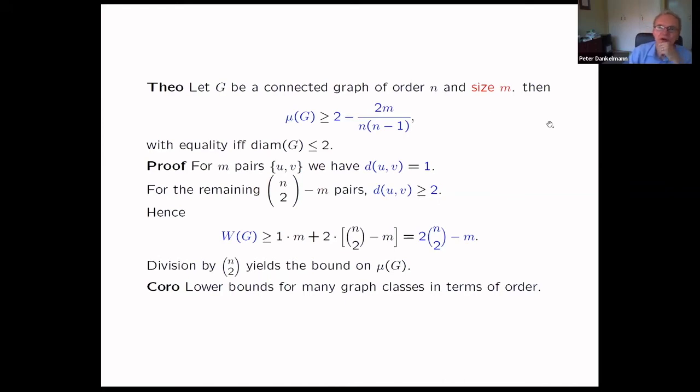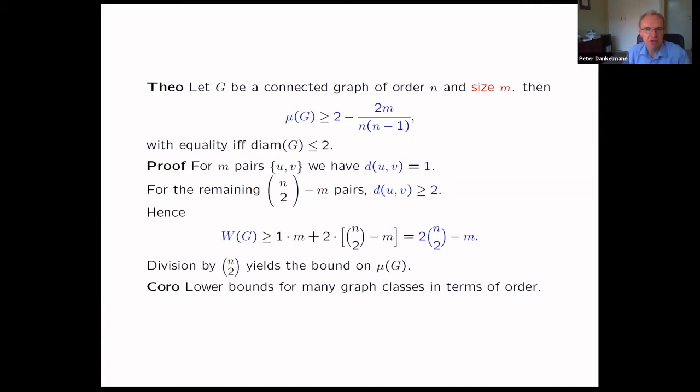So if we know the number of vertices in our graph, and it's n, and the number of edges in our graph, and that's m, what is the smallest average distance that we can possibly get? And here's the answer. The smallest average distance that we can possibly get is 2 minus 2m over n(n minus 1). Let's do the proof, because the proof is really nice and short.